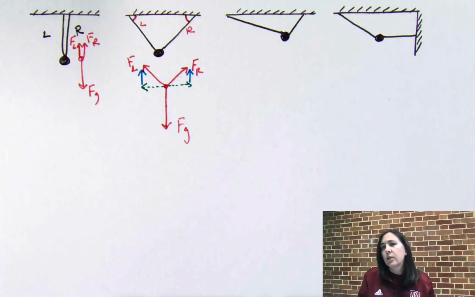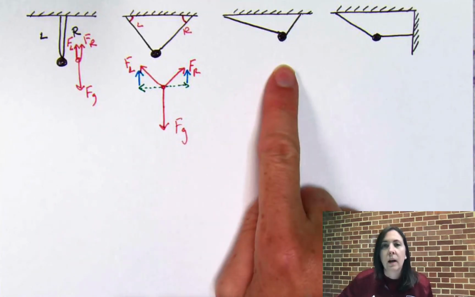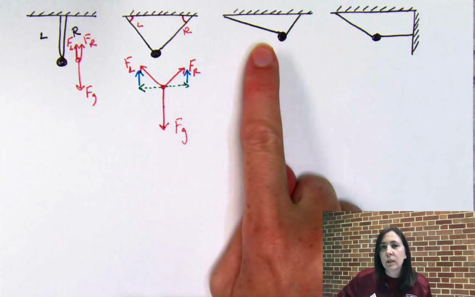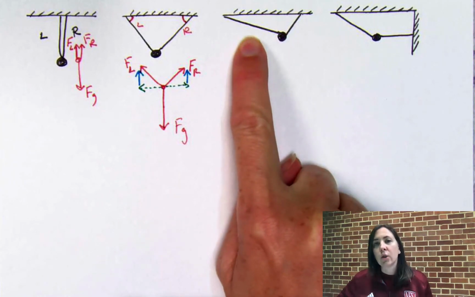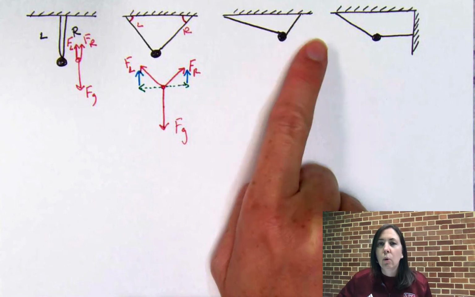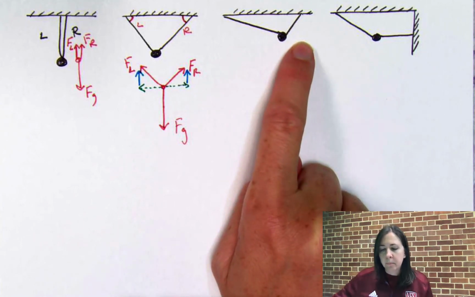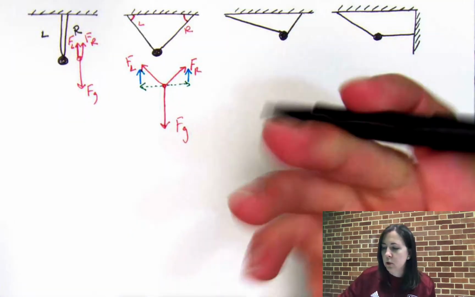And just want you to think for a second about this example here. Which rope would have more tension, the left rope or the right rope? Which one would have more tension?